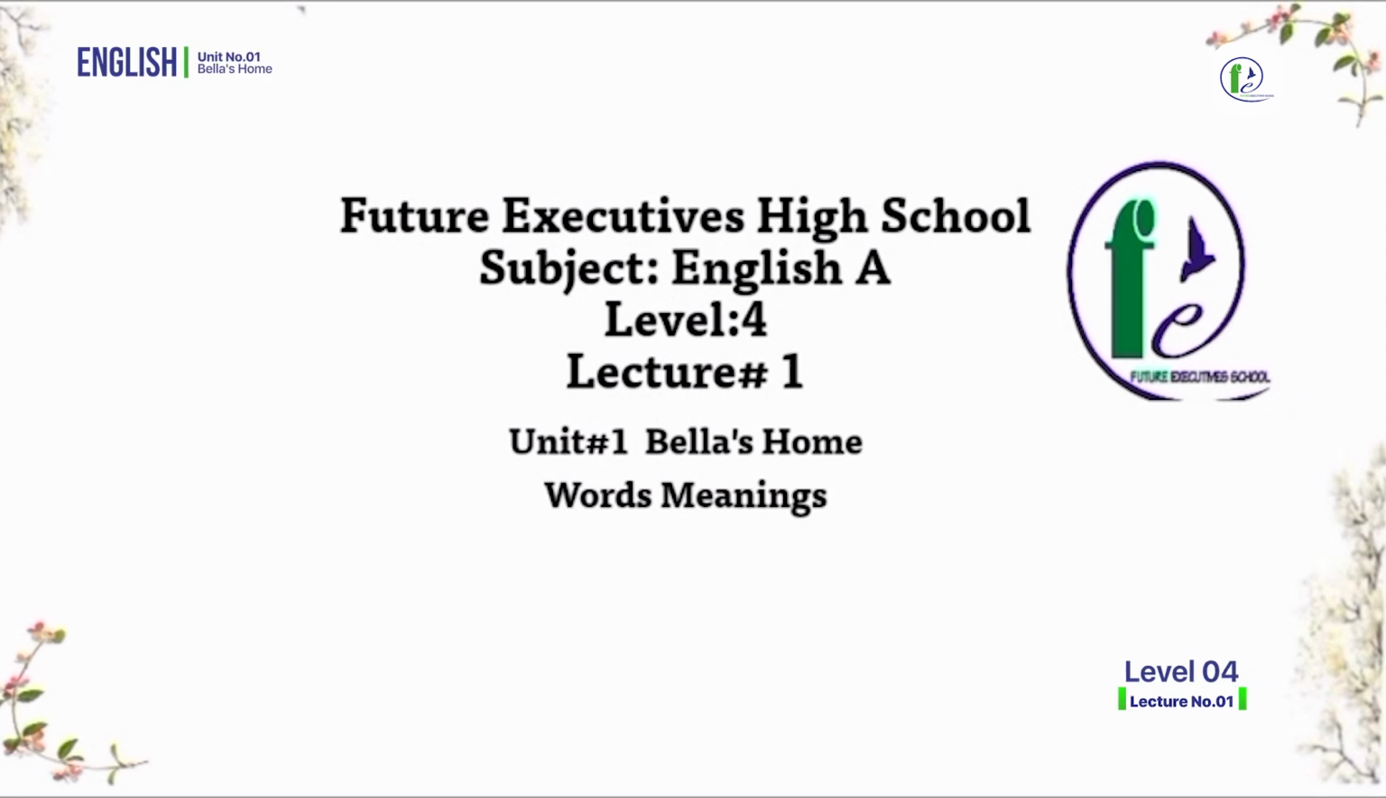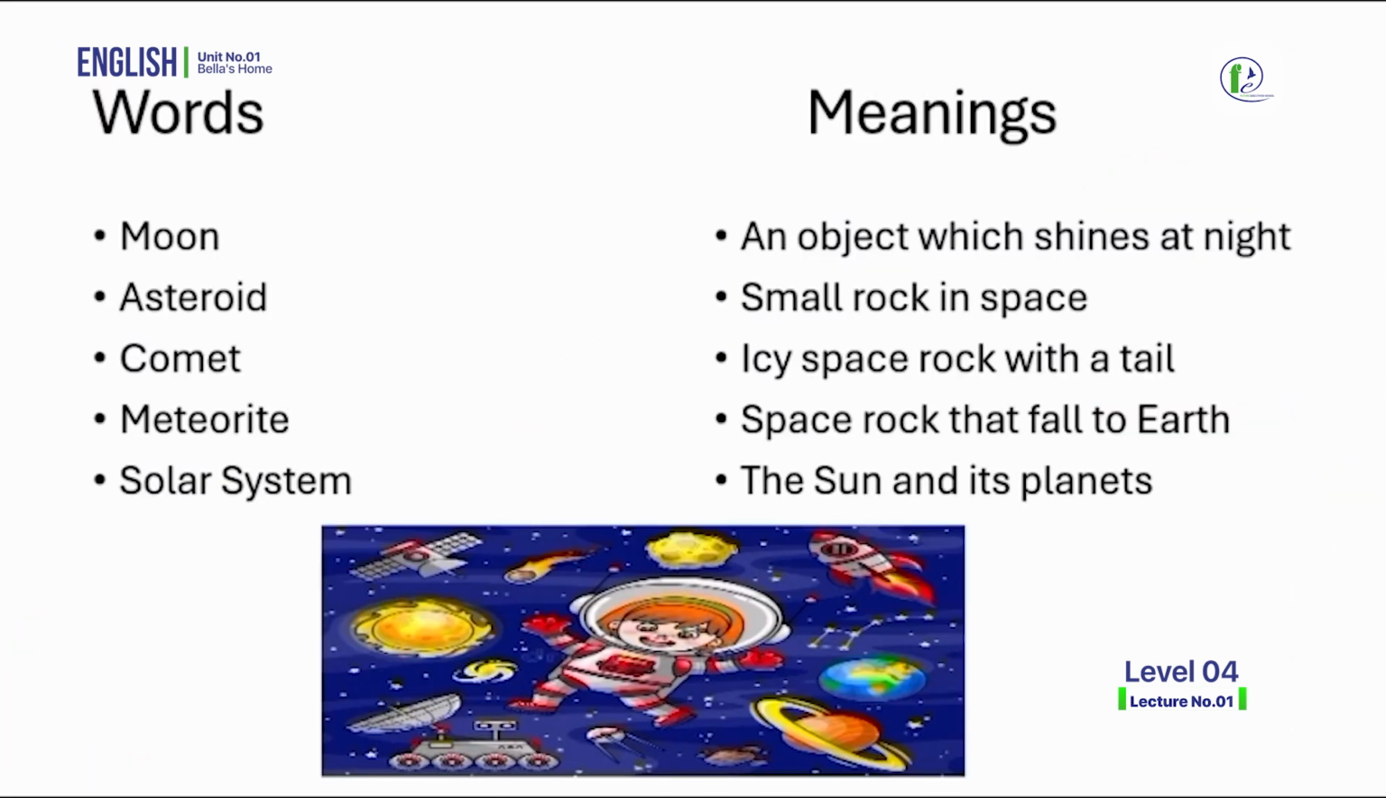I am your English teacher and today we will learn word meanings of Unit number 1, Bela's Home. The first word is moon. Moon basically is the natural satellite of Earth. It moves around our planet and shines at night by reflecting the sun's light. So we can say moon means an object which shines at night.